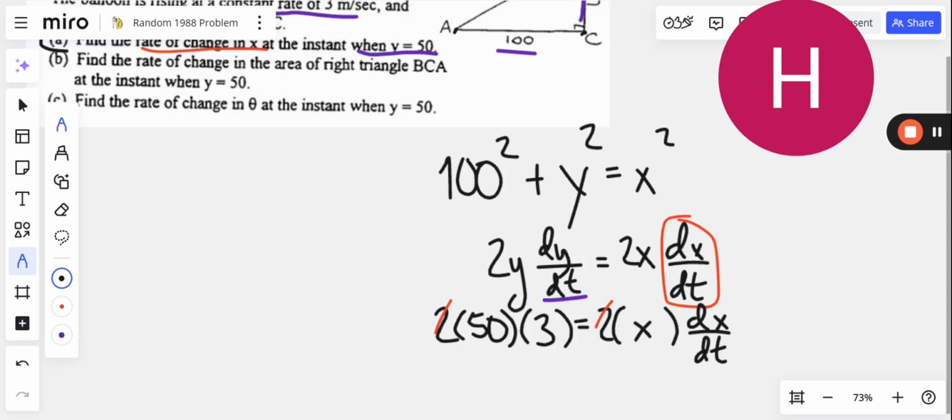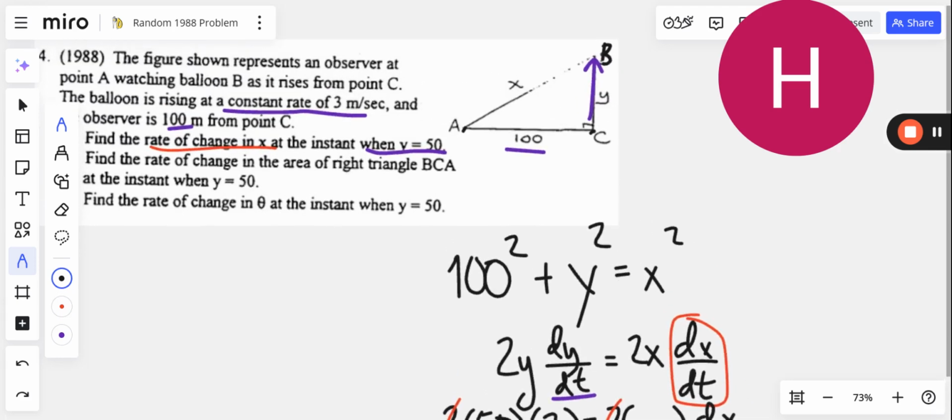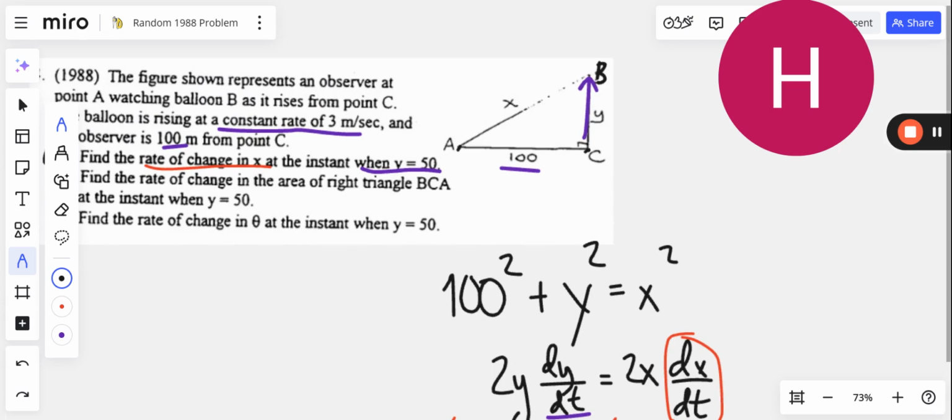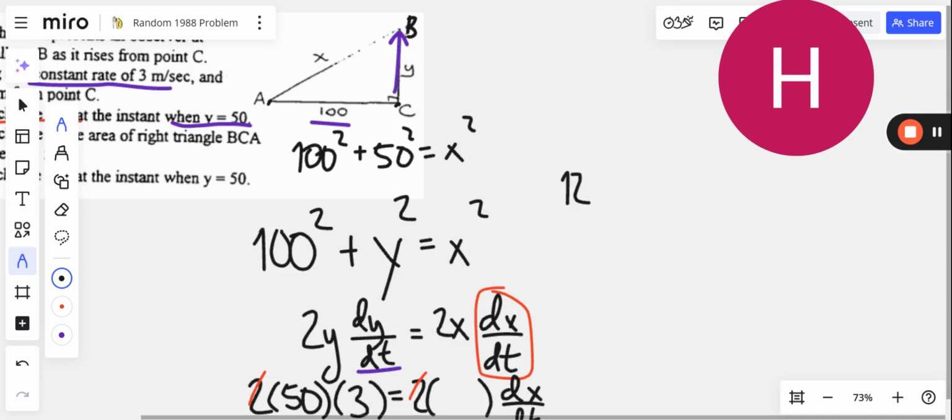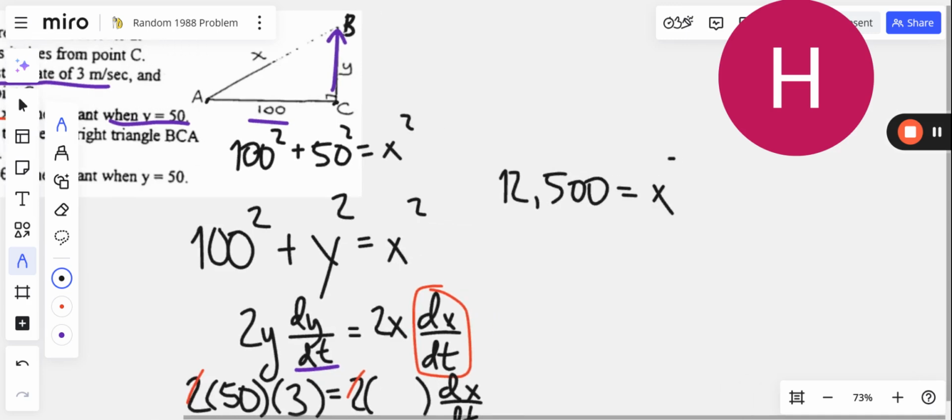We don't know what x is. We want to get a number there because we need to solve for dx/dt. We can't do that unless all the variables have values. So let's go back to this Pythagorean equation and the initial condition, which says y equals 50. That means 100 squared plus 50 squared equals x squared. And now we do have to consider what that is. That's 10,000 plus 2,500. In other words, 12,500 equals x squared.